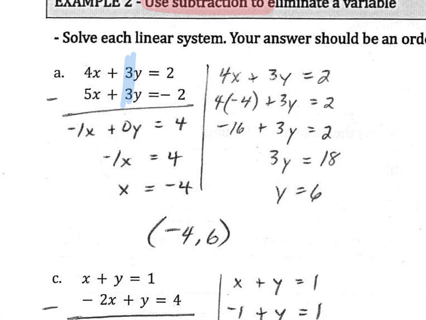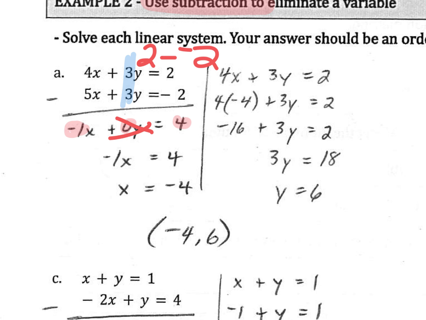So let's look at our result. When we subtract both columns, 4 minus 5 is negative 1. 3 minus 3 is 0. 2 minus negative 2 is 4. Notice I said 2 minus negative 2. Not 2 minus 2, but 2 minus negative 2. After that, 0y goes away. 0 times anything is just 0. So we're left with negative 1x equals 4.